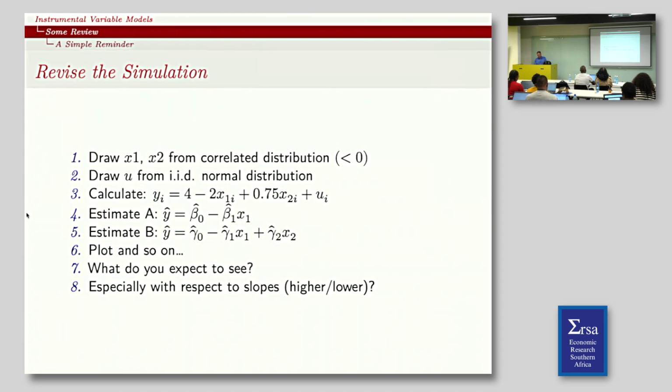On the other hand, if I draw x1 and x2 from a correlated distribution with some sort of negative correlation and do the same exercise, what should I find? Yeah, negatively correlated. They're not negatively correlated?